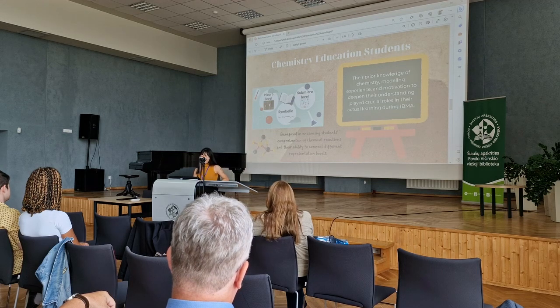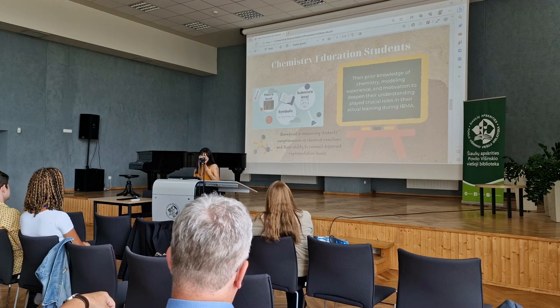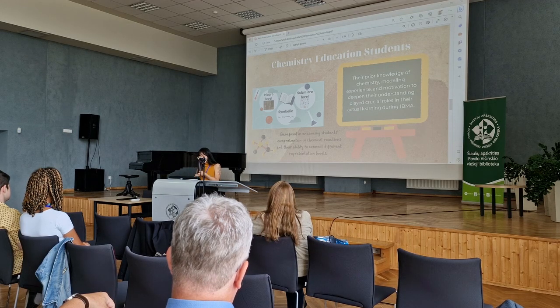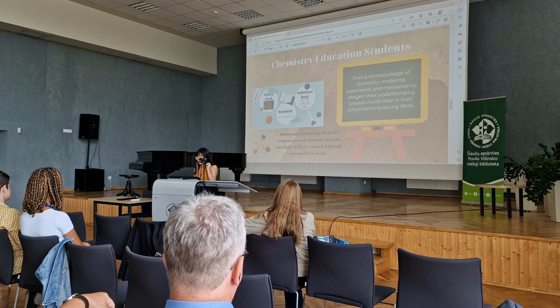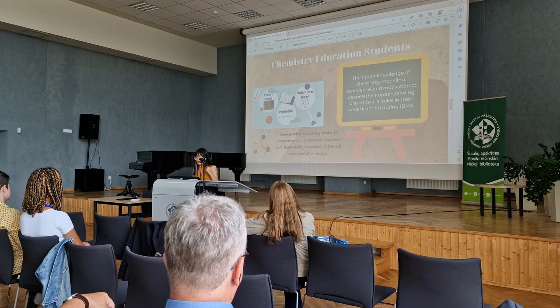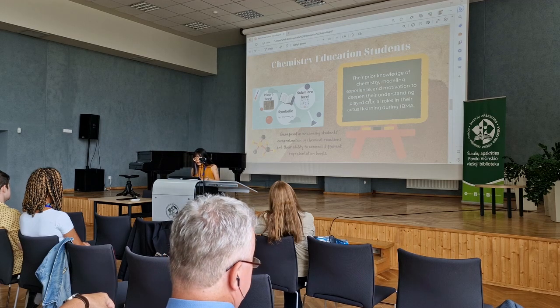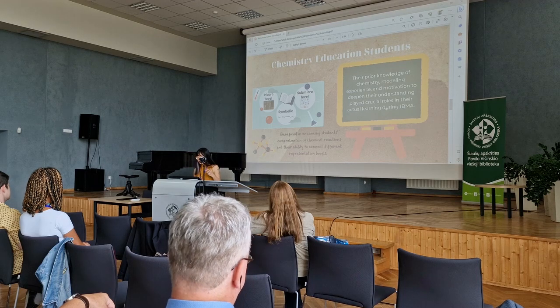In this sense, these students can relate and transition between the three levels. So this activity for these students was beneficial to enhancing their comprehension of chemical reactions and their ability to connect different representation levels. But it's important to highlight that their prior knowledge of chemistry, modeling experience, and the motivation to deepen their understanding play crucial roles in their actual learning during the IBMA.